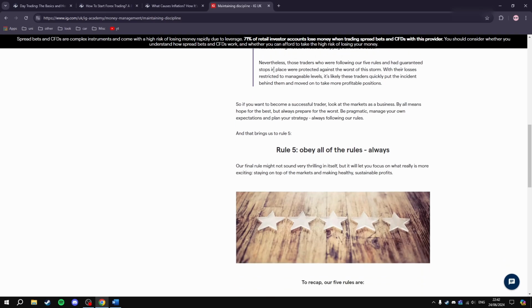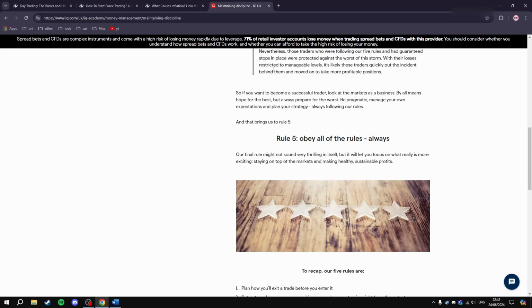Nevertheless, those traders who were following our 5 rules and had guaranteed stops in place were protected against the worst of this storm. With their losses restricted to manageable levels, it's likely these traders quickly put the incident behind them and moved on to take more profitable positions.